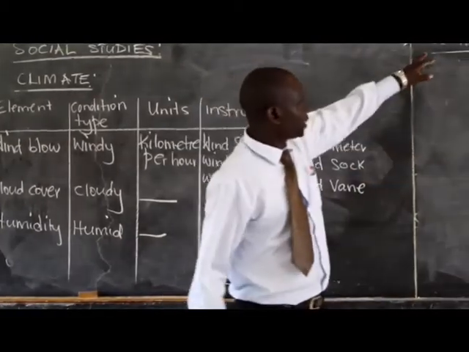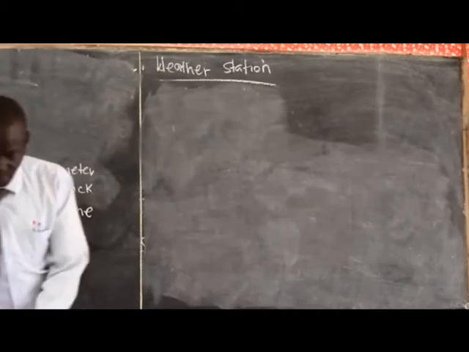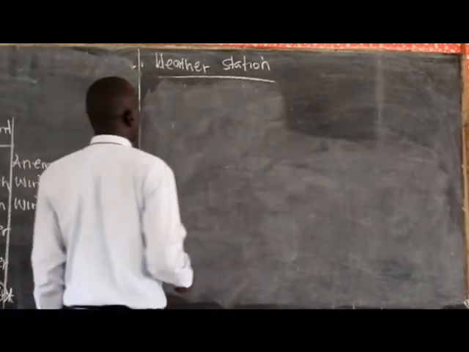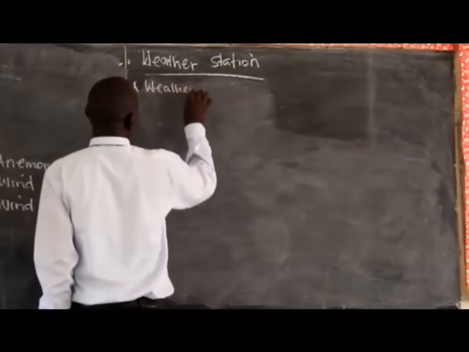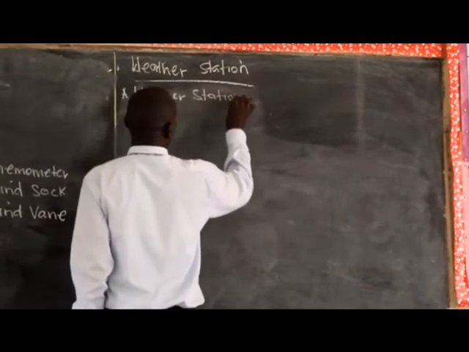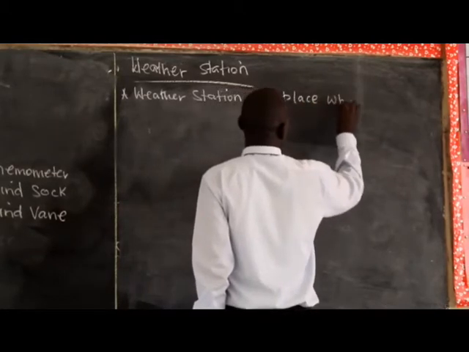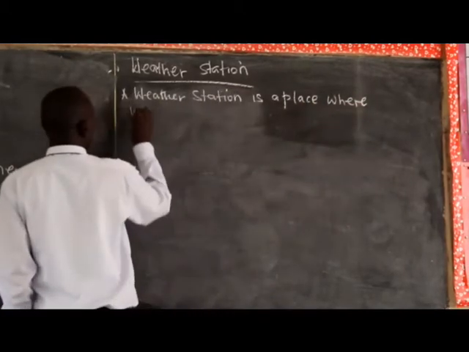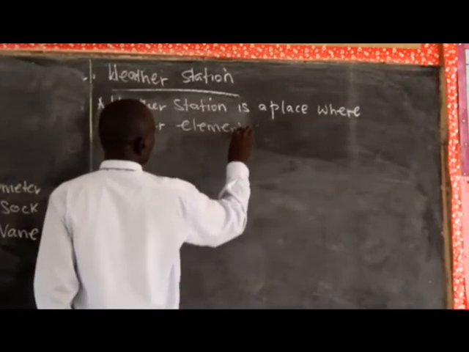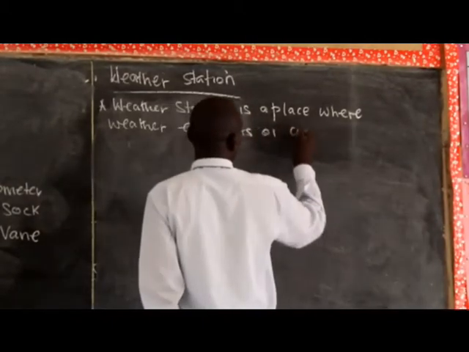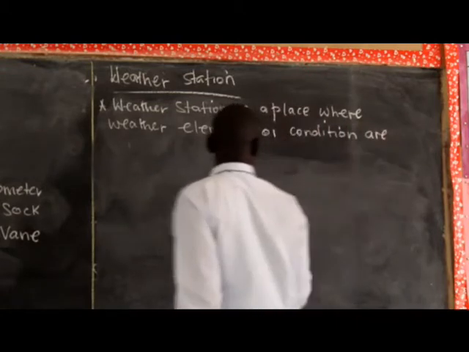So I've written here a weather station, so let's ask ourselves what is a weather station. We say this is a place where weather elements or conditions are studied and recorded. So we say a weather station is a place where weather elements or conditions are studied and recorded.